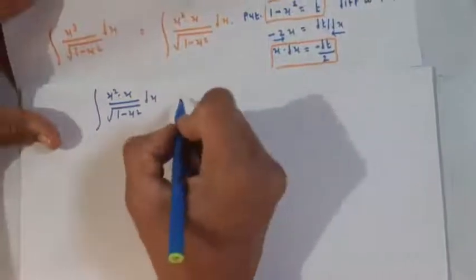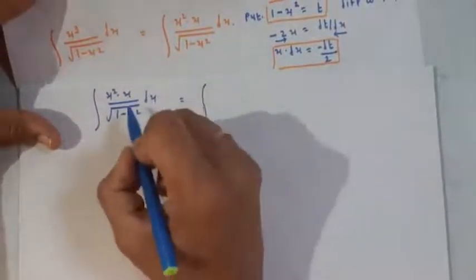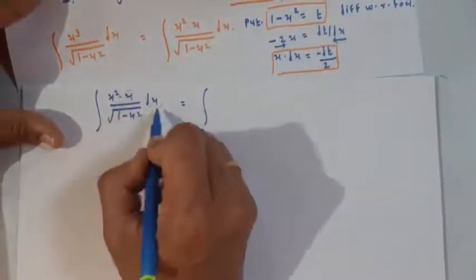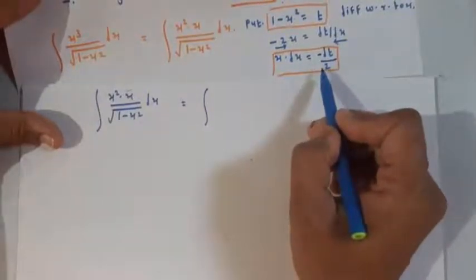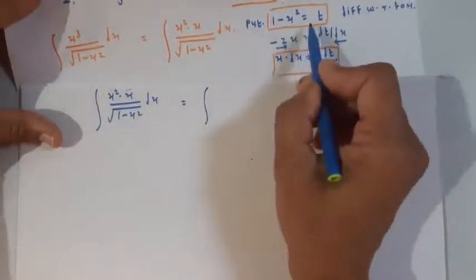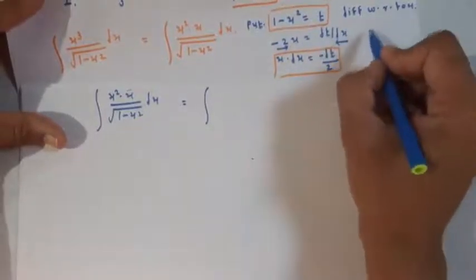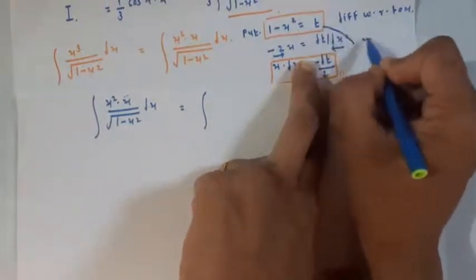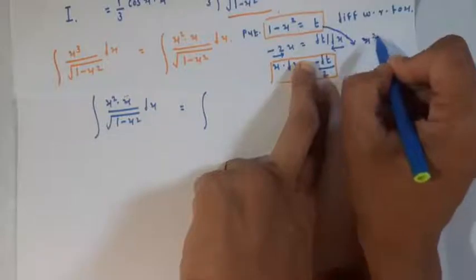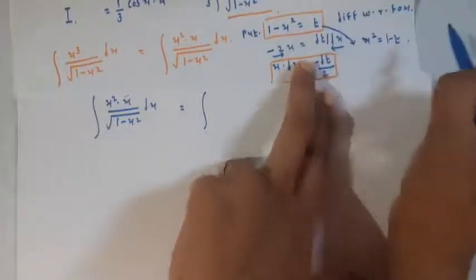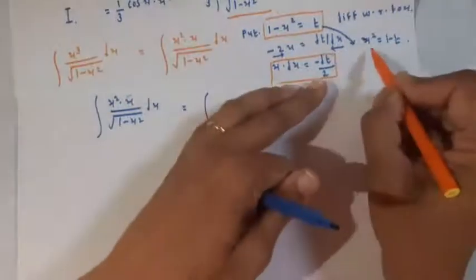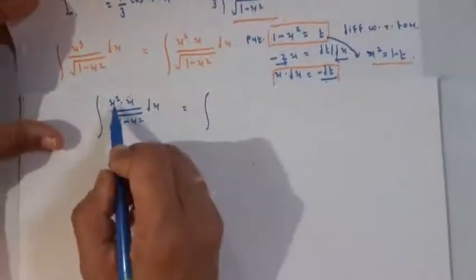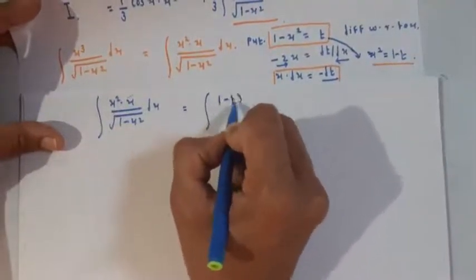Okay, and now here we can write x square, that is x dx. The value of x into dx is minus dt by 2. And as 1 minus x square equals t, from this the value of x square is x square equal to 1 minus t. Okay students, this is the value of x square.